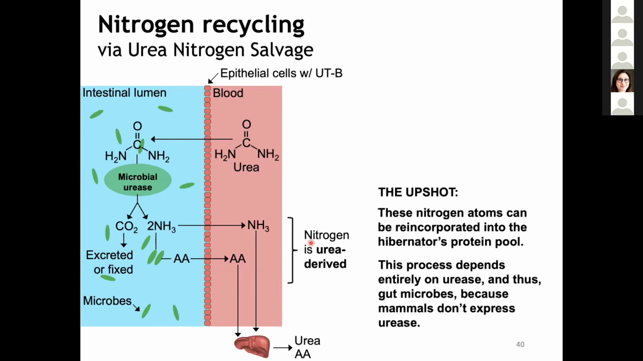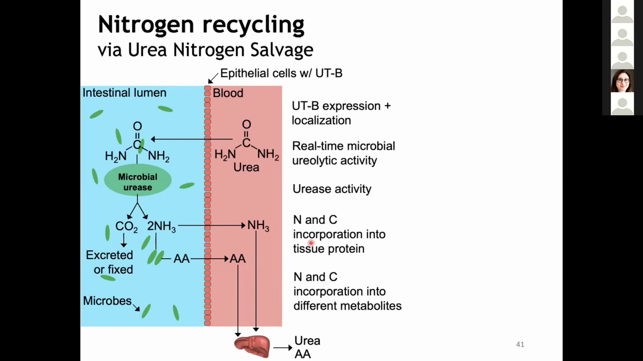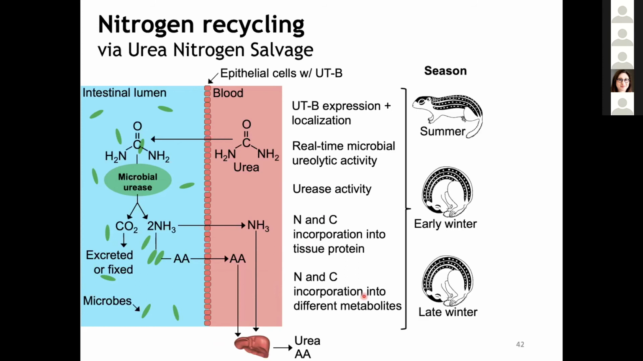As I said earlier, there's very little evidence for this process existing in hibernators. So what we're doing is investigating major steps of this mechanism for evidence of them occurring in our hibernating ground squirrels, and we're doing this as a function of season. We have 3 seasonal groups: a summer active group, an early winter group, which is 1 month into hibernation, and a late winter group, which is 3 to 4 months into hibernation.